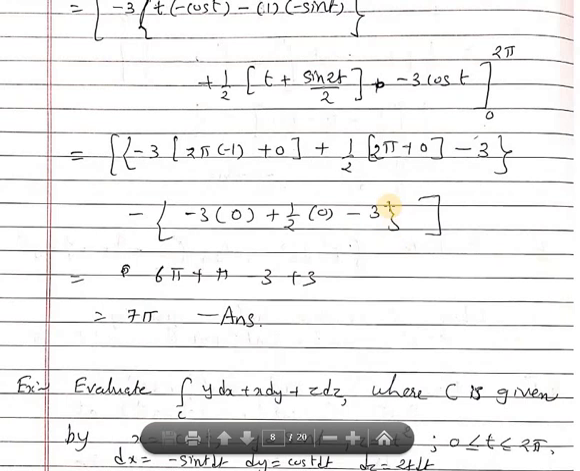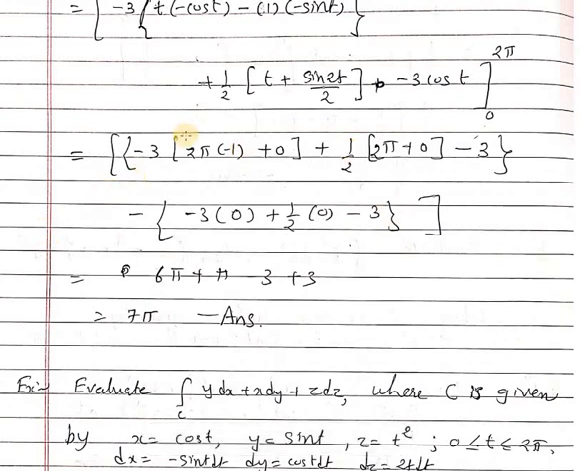Now putting the limits, that will give you minus 3 into 2π into cos 2π. Cos 2π has a value 1, sin 2π has a value 0, t has a value 2π, so 1/2 into 2π, sin 2π into 2, that will be sin 4π, has a value 0, and cos 2π has a value 1. Minus lower limit, if you put t equal to 0, then this will be 0, sin has a value 0, and cos has a value 1. Simplifying these terms, that will give you the answer 7π.